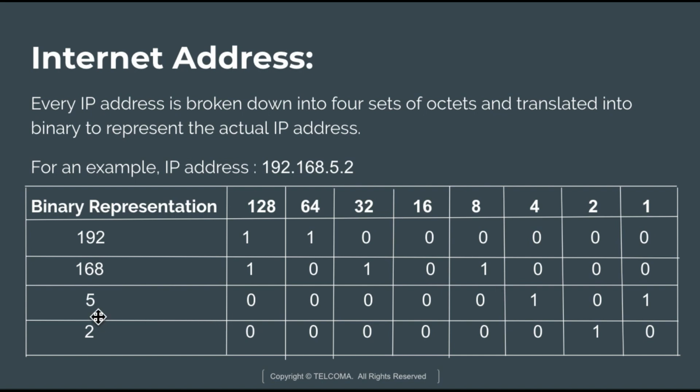In the same way, the decimal 5 is represented as 4 plus 1, so bit 4 and bit 1 are 1, and the rest are 0. Same as 2, where the 2 bit is 1 and the rest are 0. In this way we change decimal notation into binary and binary into decimal notation. So this is all about the internet address, that is IPv4.